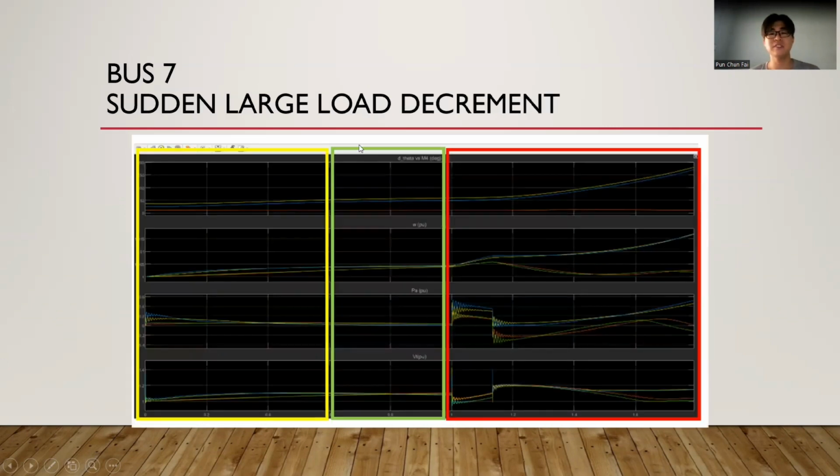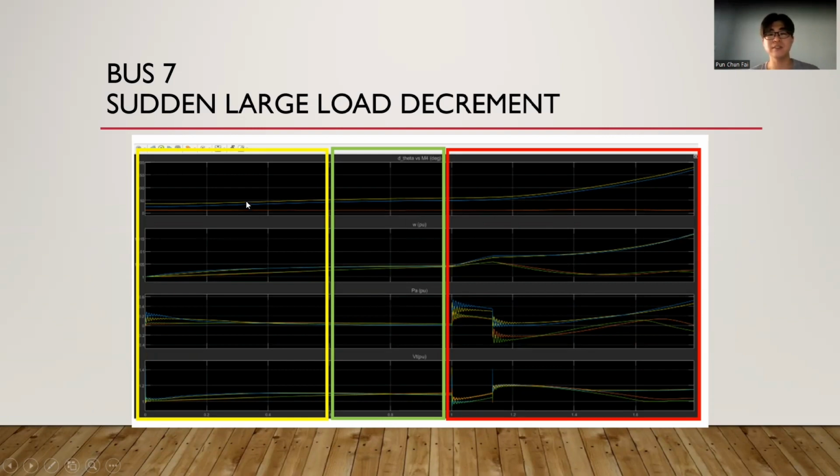Next, for the case of sudden large load decrement at bus 7, the unstable case, as shown in the red marking here, the system is in an unstable state from about 1 second to 1.8 seconds when the sudden load decrease at bus 7 happened at about 1 second. Before the spike at 1 second, we can observe that the system is attempting to stabilize, but when the load decrement happened, the system became unstable again.